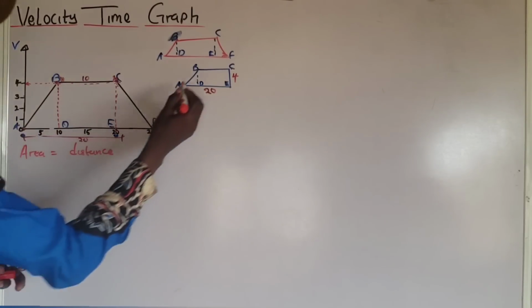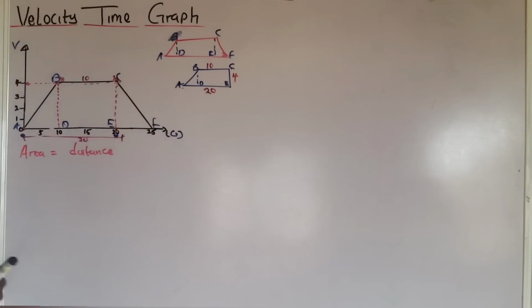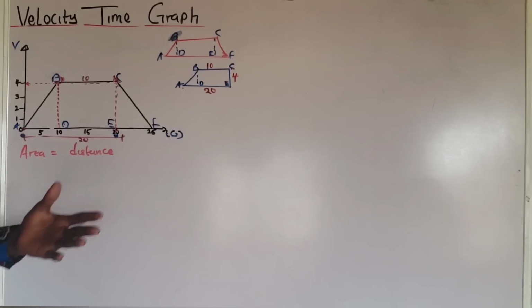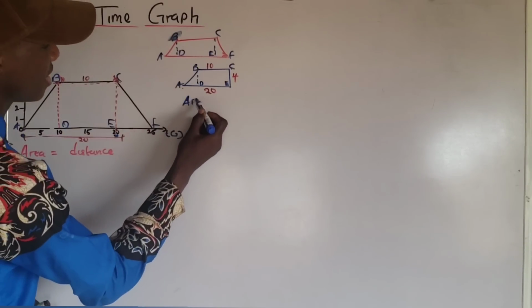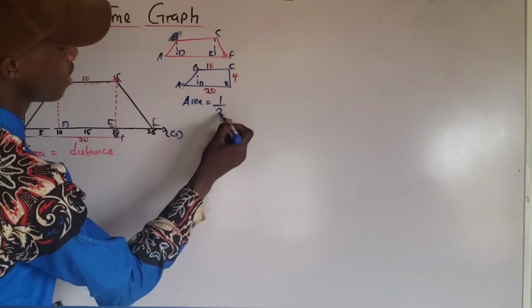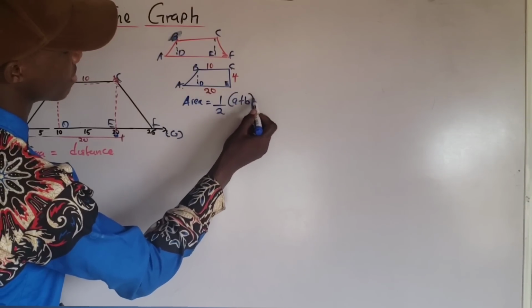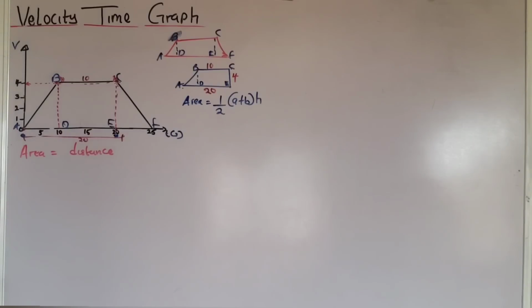Okay? Now I'm going to have 10 in this place. Now I've gotten all the sides that I need to determine the distance that the body traveled in the first 20 seconds. All I need to do is take the area of this trapezium. The area of the trapezium is given by this formula: area is equal to half (A plus B) multiplied by height.